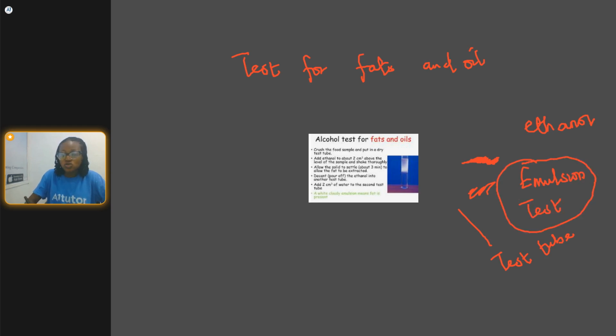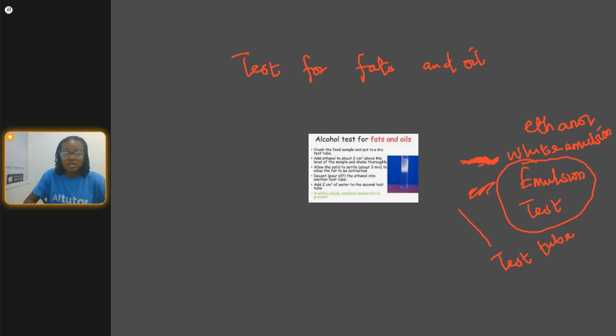The emulsion test is used for fat and oil. Please take note. You can see the white emulsion coming out here. This is what we call emulsion, a white emulsion form. So this test is called the emulsion test, and it is used for fat and oil.